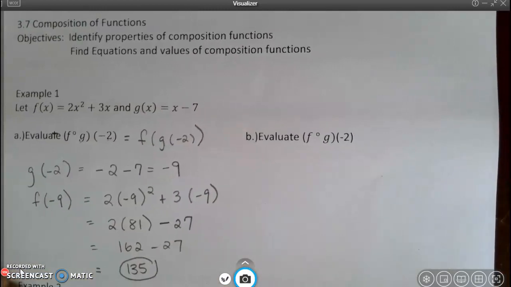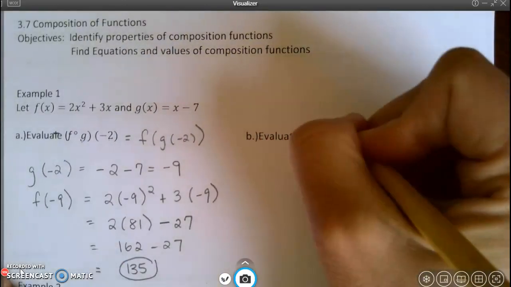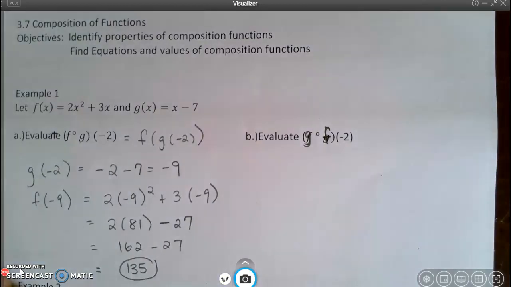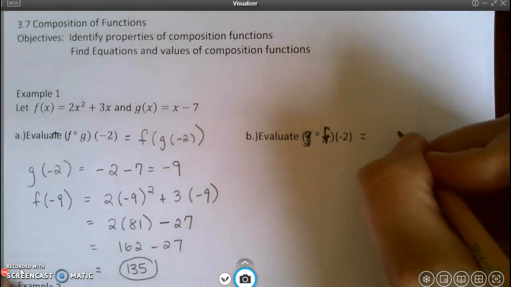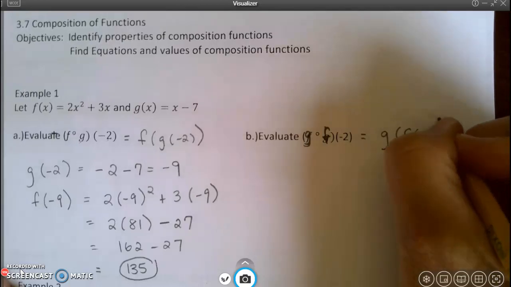All right, let's look at f composed. I actually meant for this to say g. Sorry, I'll make a correction on that. G composed with f at -2. This was supposed to be the reverse. I'm sorry about that. And so that means I'm going to take g at f of -2.